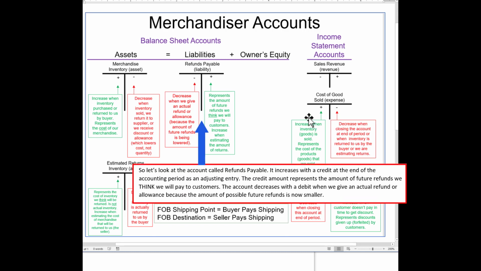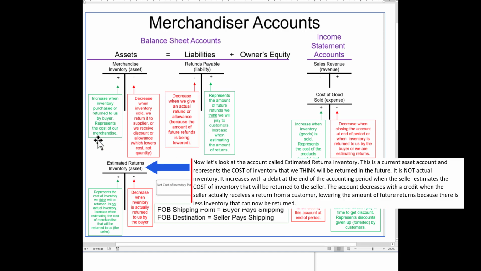So let's look at the account called refunds payable. It increases with a credit at the end of the accounting period as an adjusting entry. The credit amount represents the amount of future refunds we think we will have to pay to customers. The account decreases with a debit when we give an actual refund or allowance because the amount of possible future refunds is now smaller.